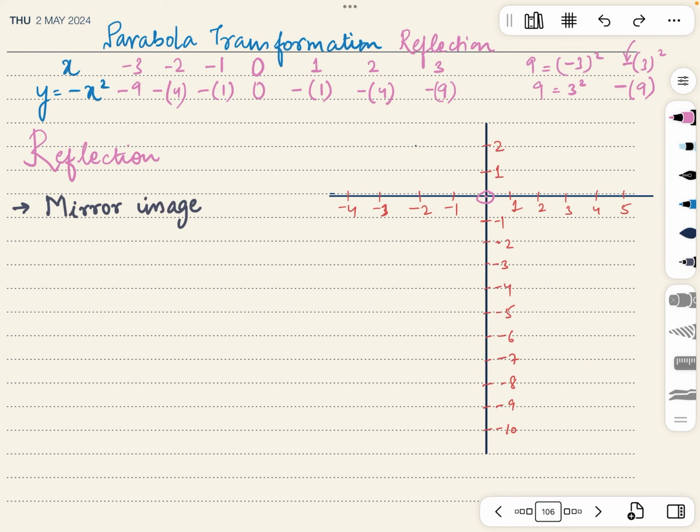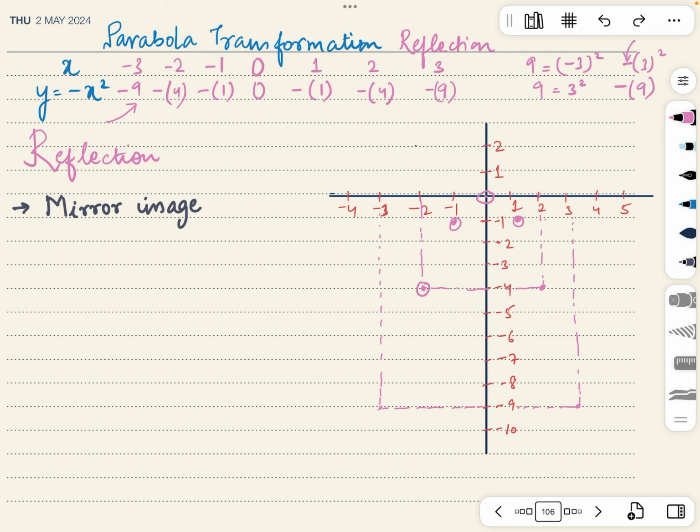Now you can see we are getting all the inverted values of y. So I'm going to plot again minus 1 by minus 1, and also at 1 you're getting a minus 1. At 2 you're getting a minus 4. So let's see here. At 2 we are getting a minus 4. So here. Then at 3 we are getting a negative 9. At negative 3 also we are getting a negative 9.